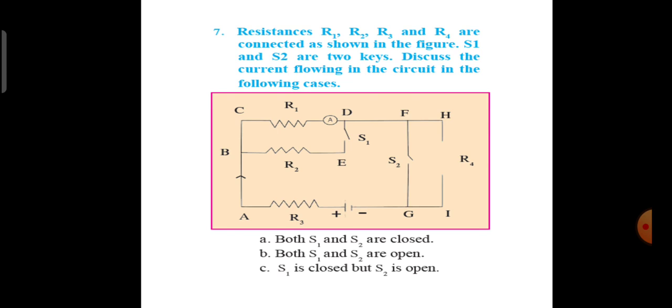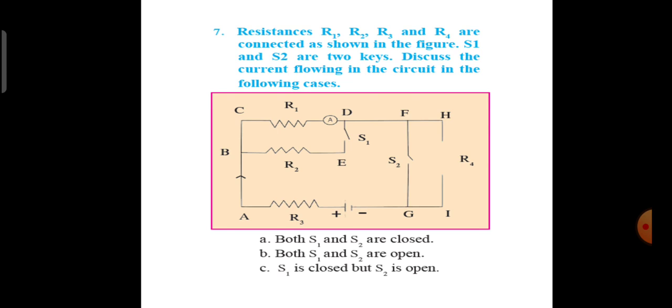Question number 7. Resistances R1, R2, R3, and R4 are connected as shown in the figure. S1 and S2 are the two keys. Discuss the current flowing in the circuit in the following cases. You can see here R1 and R2 are connected in parallel.